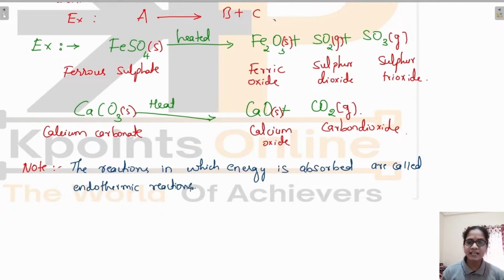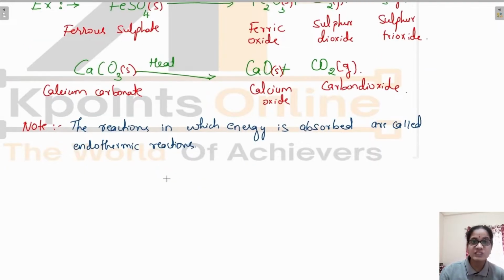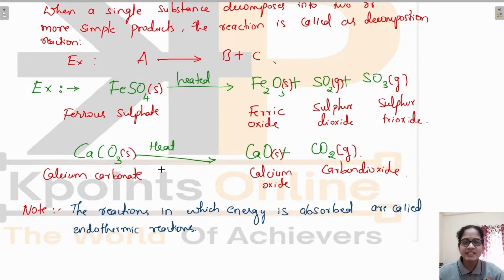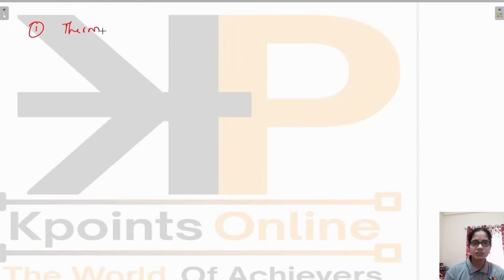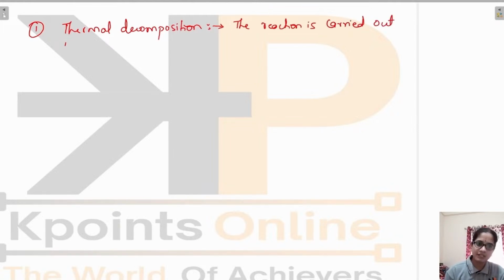Based on the type of energy that is used in the decomposition reaction, we will come across three types of reactions here. Based on the type of energy that is absorbed during a reaction, we classify decomposition reactions into thermal decomposition, photolytic decomposition and electrolytic decomposition. Okay, thermal decomposition. When a decomposition reaction is carried out in the presence of heat, we call it thermal decomposition.